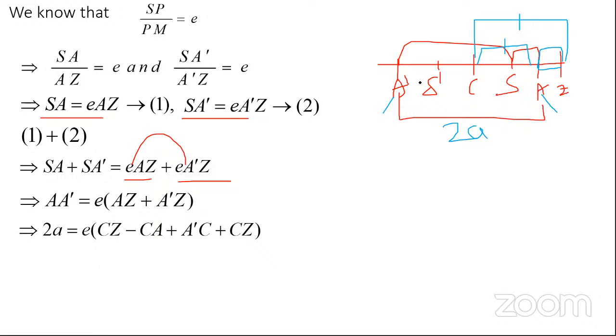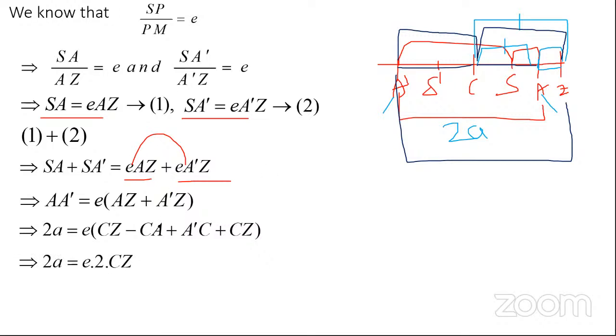A dash Z, this total length, I'm writing, is A dash C plus CZ. So this is A dash C plus CZ, and this length is equal to this length, CA dash equal to CA. So the length is the same. That's why I'm writing this will get cancelled.